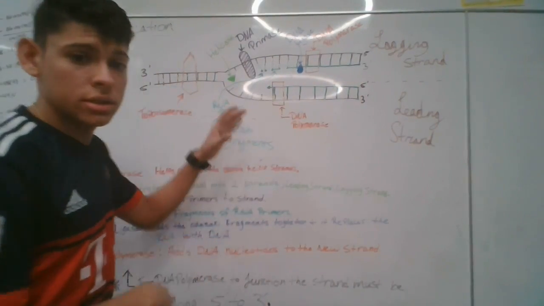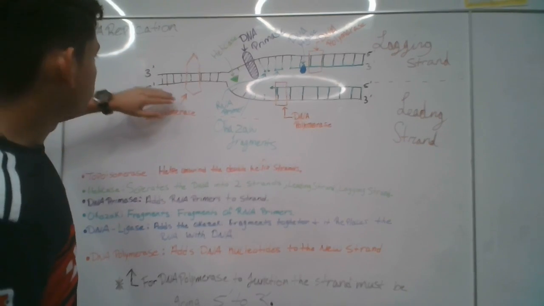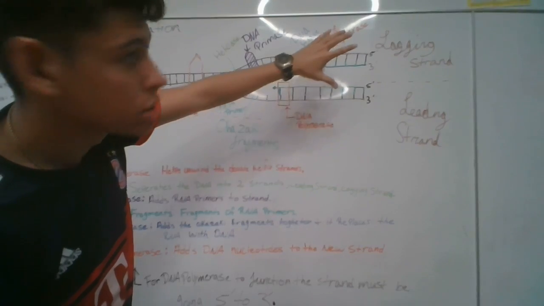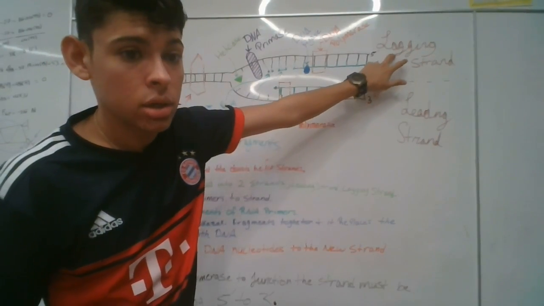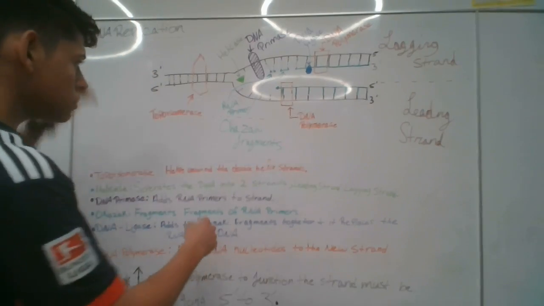So, this is a standard DNA diagram, where here you have your double helix strand, and then it separates into two strands, having a lagging strand and a leading strand.